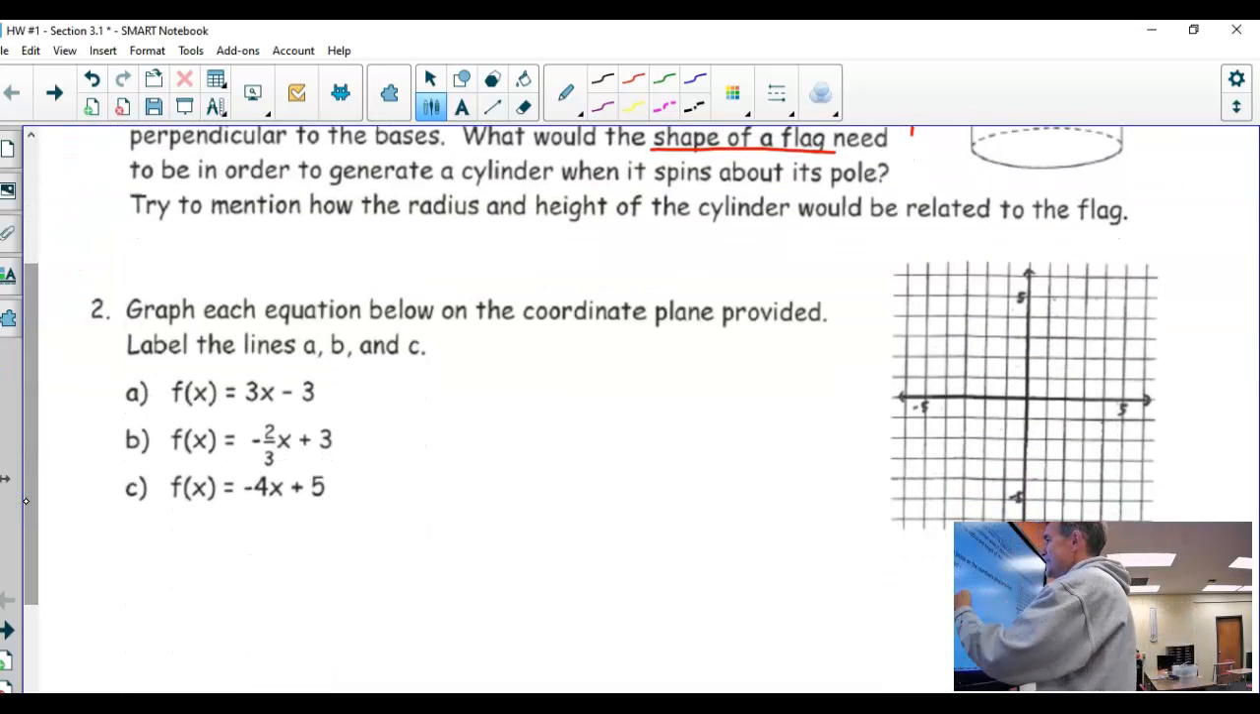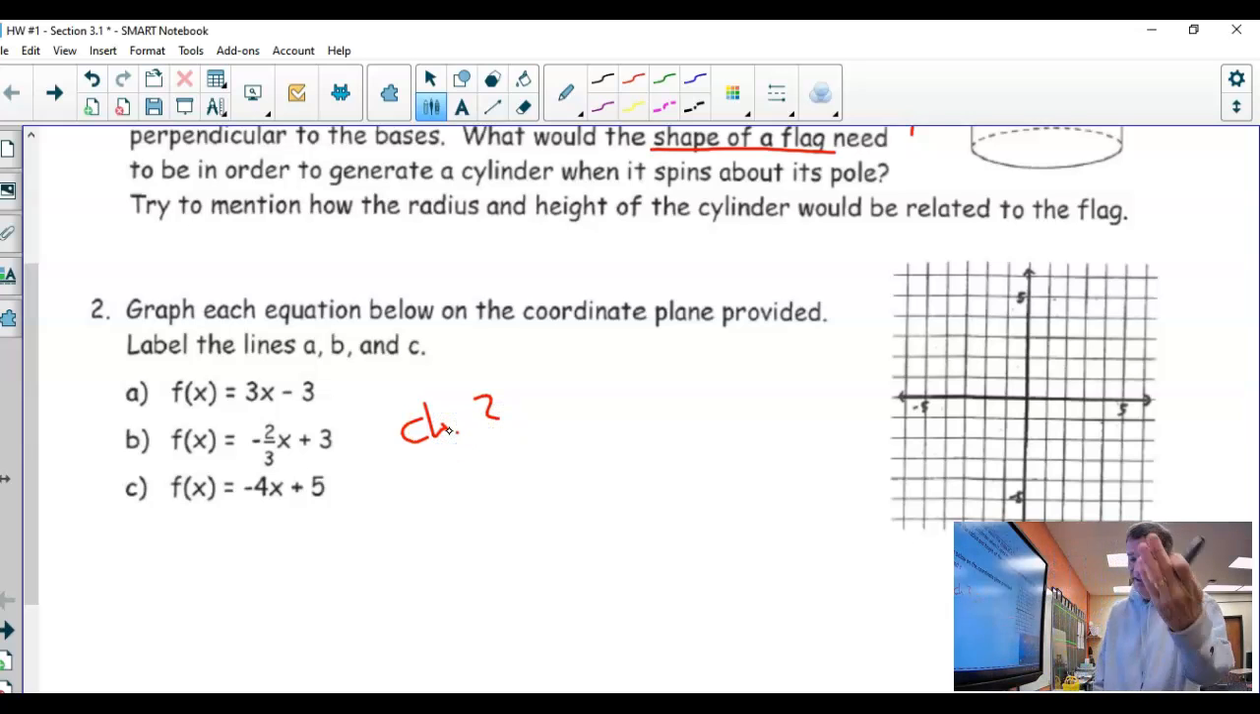All right, this is straight out of chapter 2 that you're taking a test on next time you're in class. Can you take these and graph them using the slope and the y-intercept? I hope you can do that.